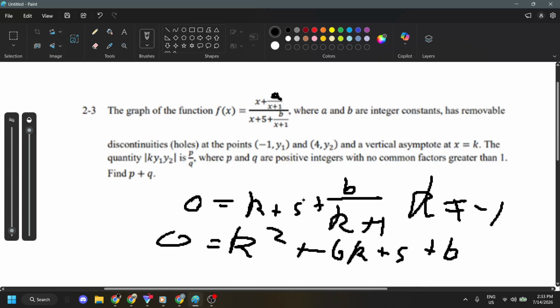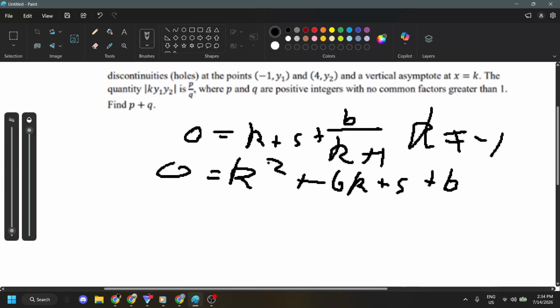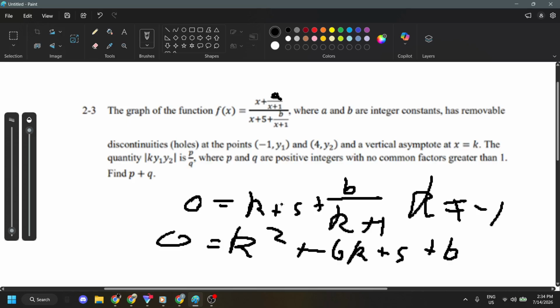I'm thinking, if we put -1 in here, we got 1 minus 6 plus 5, so this is 0, so then we get b is equal to 0. I don't think that is possible. Yeah, it isn't. So b doesn't equal 0 because I guess k doesn't equal -1. Okay, let's try to solve it the other way. Or let's get our other information.